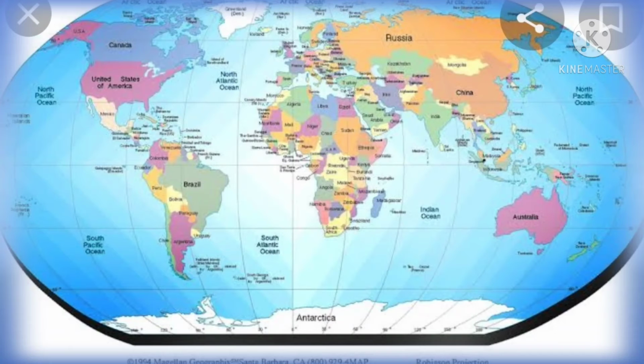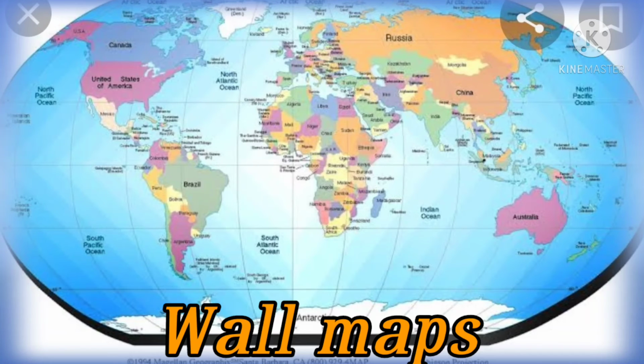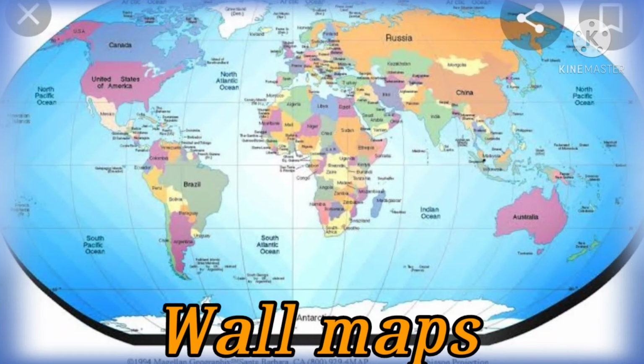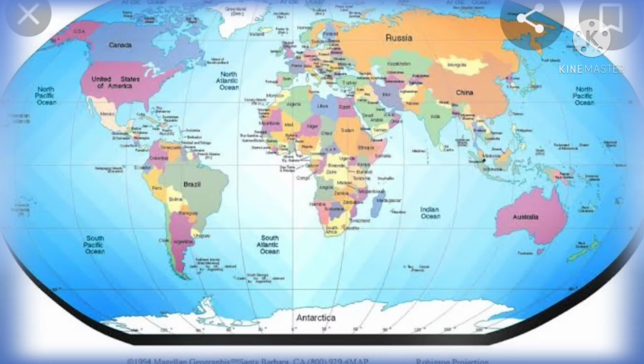Let us see some of the small scale maps. First one, wall maps. Wall maps are not able to provide detailed information about an area. They show a large area of the earth at a glance. Why are they not able to provide detailed information? Because these maps provide information about a large area.